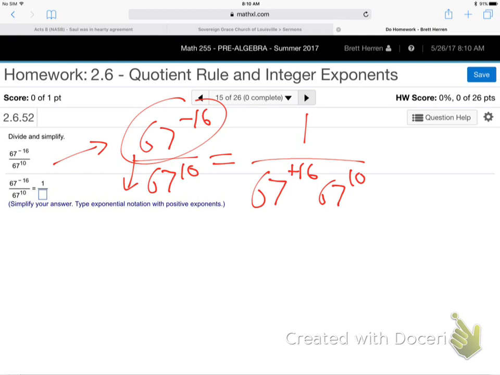How come it wasn't 1 over 67 to the negative 16, I mean, 67 to the 16 over... like a fraction on top of the fraction? Oh, how come it's not this? Like that? It is. That's another way to say the same thing. Really? Yep. That's a much uglier way, huh? That's a worse way.